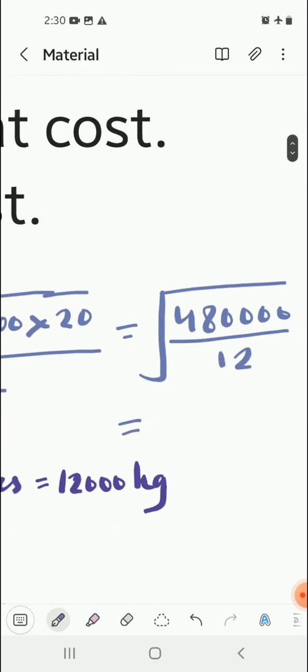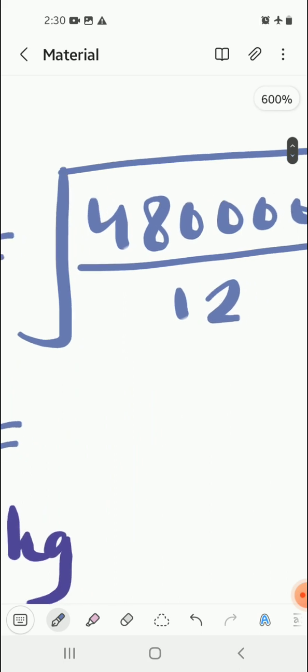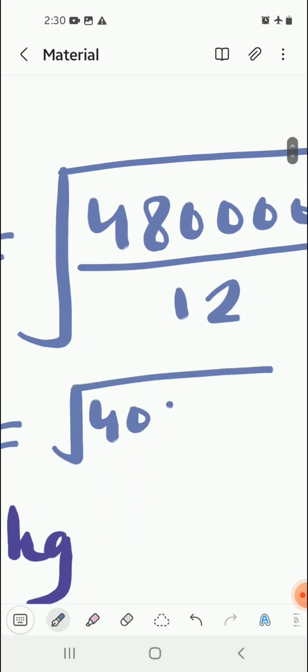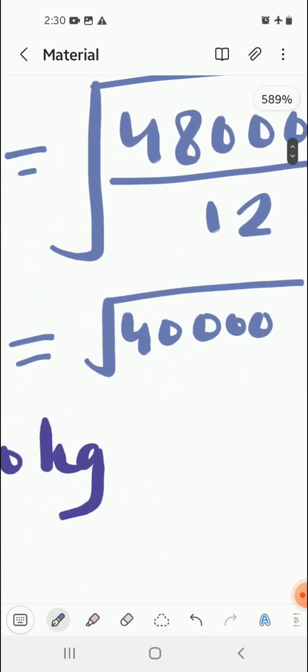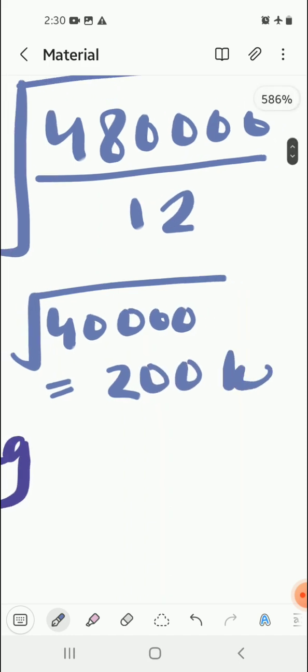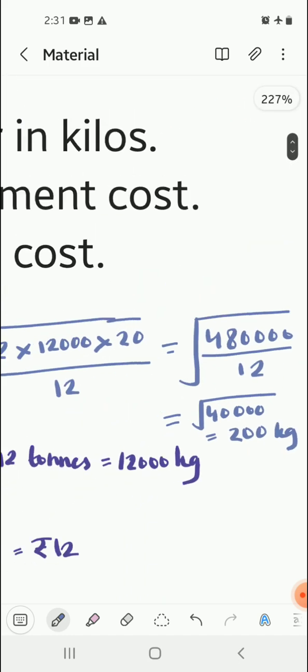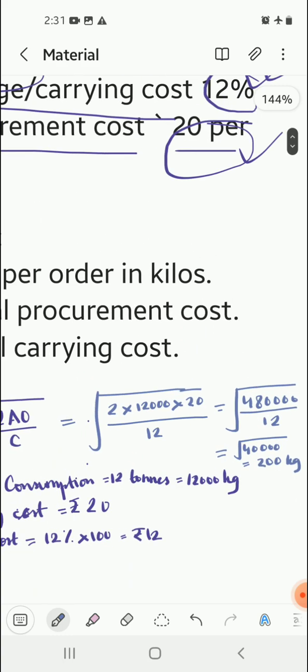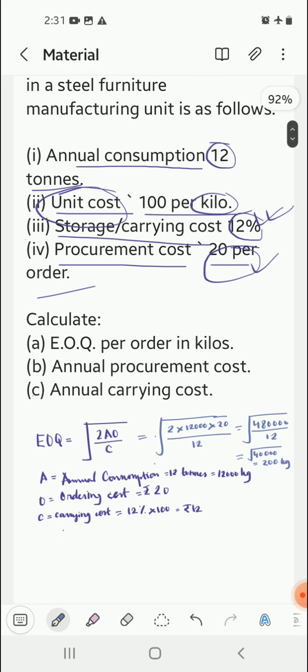So 480,000 divided by 12 gives 40,000, and the square root of 40,000 is simply 200. So 200 kg will be our answer, as we have already converted the tons to kg, so we get the answer in kg. So that is how we solve these kinds of sums.